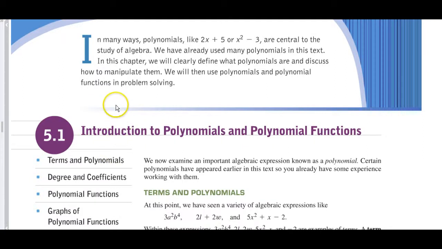Okay, we're going on now to chapter 5. And in chapter 5, we're going to be talking about polynomials. Now, here's a typical polynomial and another. And as they mentioned, they're central to our study of algebra. Later in the chapter, we'll be working with them and learning the rules of manipulating them.